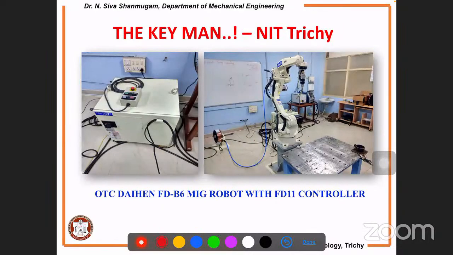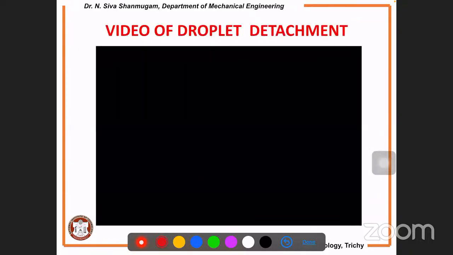And coming to the part of NIT Trichy, we have a KUKA six-axis robot, OTC Daihen maker. And recently I have procured a Welbee power source, P500L. It is a low spatter, 500 ampere power source, irrespective of the material. Everything you can use it here. It is in terms of the synergic mode. If you set the current, other parameters will automatically be set. So once you give the shape, we can fabricate it and give the component to you. So we have an FDL controller.